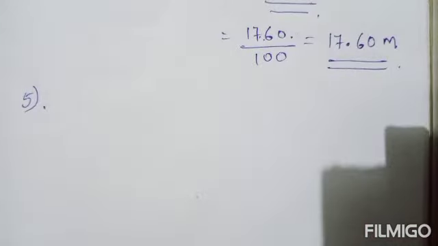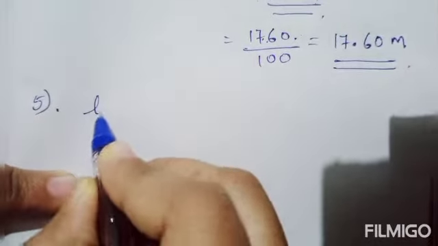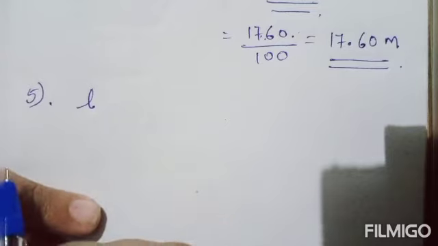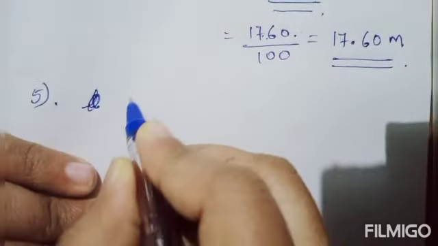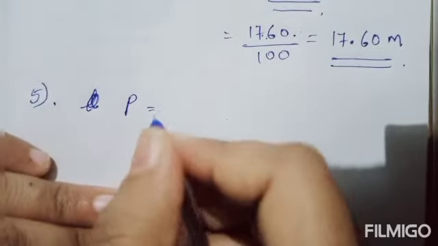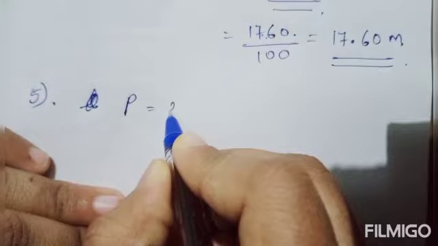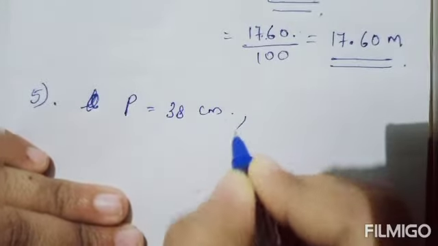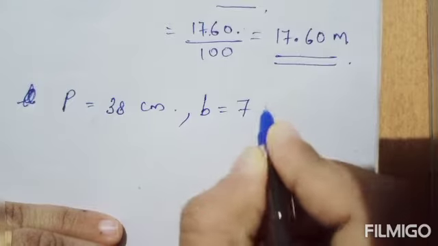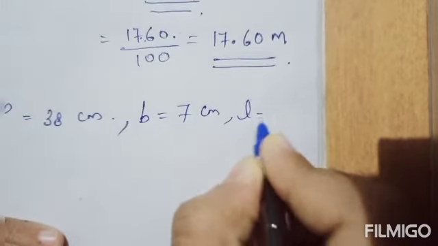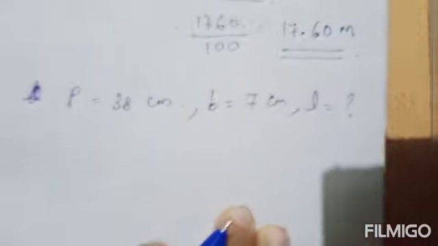Okay. Now, fifth question. If P denotes the perimeter of a rectangle, L denotes its length, B denotes its breadth, find the length if perimeter equals 38 centimeter and breadth B equals 7 centimeter. So, given the perimeter of the rectangle P equals 38 centimeter, breadth of the rectangle B is given as 7 centimeter. You have to find the length of the rectangle.